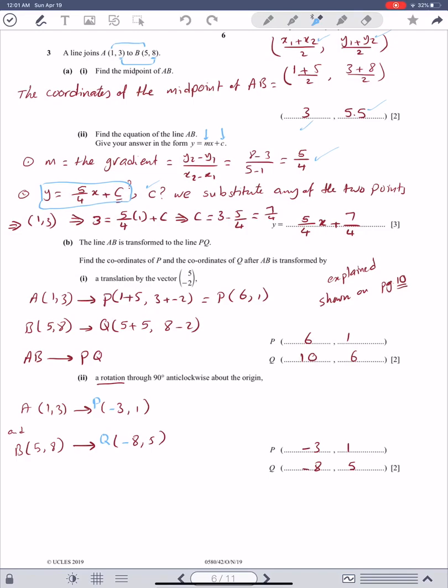We substitute any of the 2 points he gives us in the question into the line. I chose (1, 3). So you replace y by 3 and x by 1. 3 minus 5 over 4 is 7 over 4, which is the value of c. So the equation of the line is y equals 5 over 4 x plus 7 over 4. And remember, don't write these values in decimals. Leave them in fraction form.